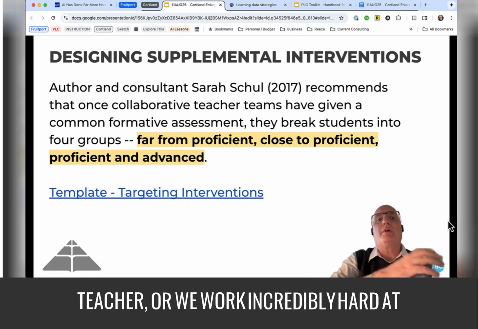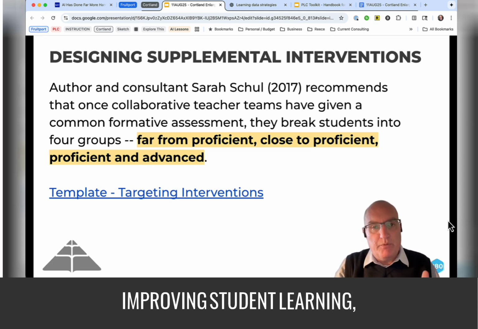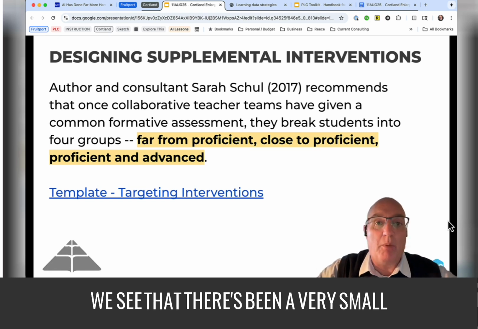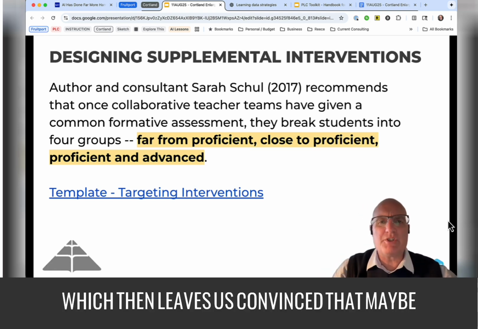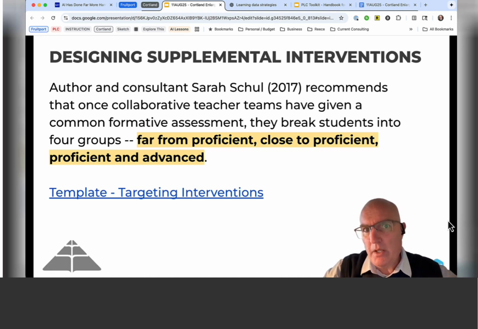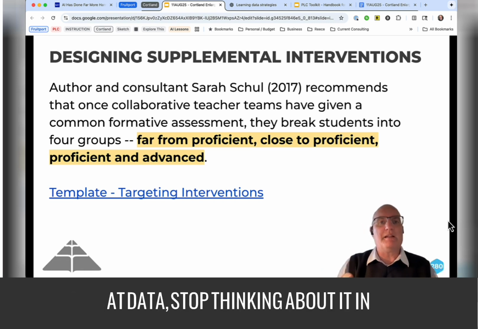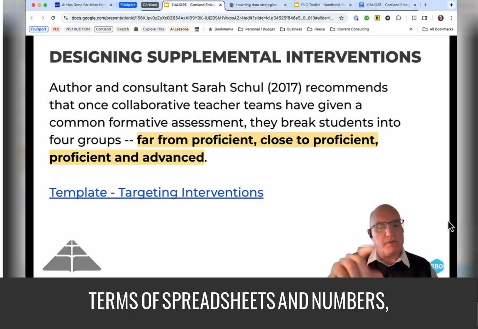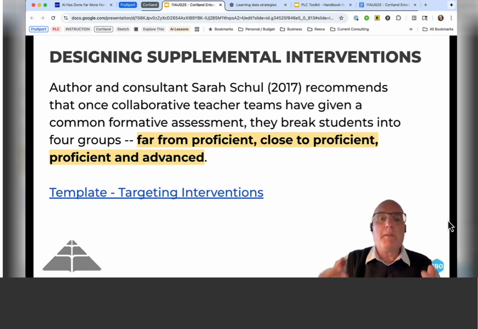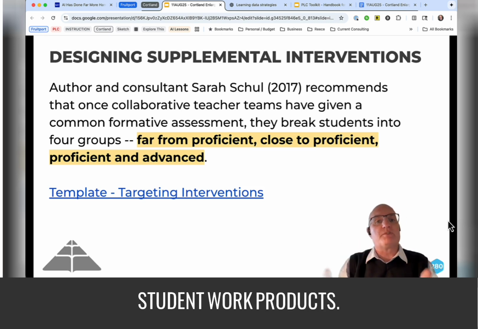Or we work incredibly hard at improving student learning, and then we look at our results and we see that there's been a very small percentage gain, which then leaves us convinced that maybe all that hard work wasn't worth it. So what Michelle says is when you're looking at data, stop thinking about it in terms of spreadsheets and numbers, especially if you're new to the process, and start thinking about it in terms of student work products.